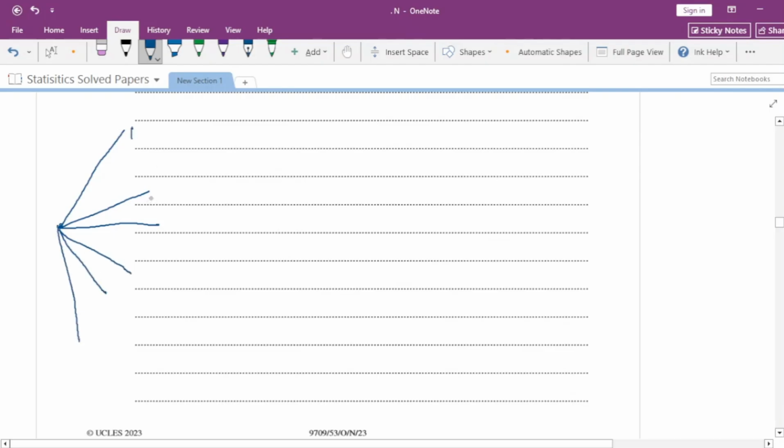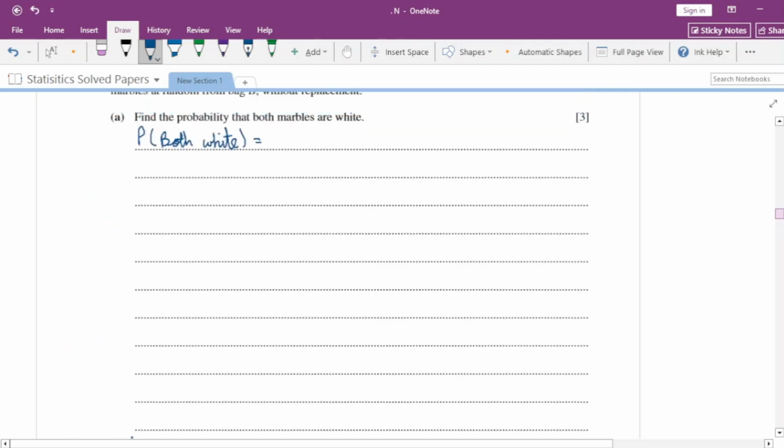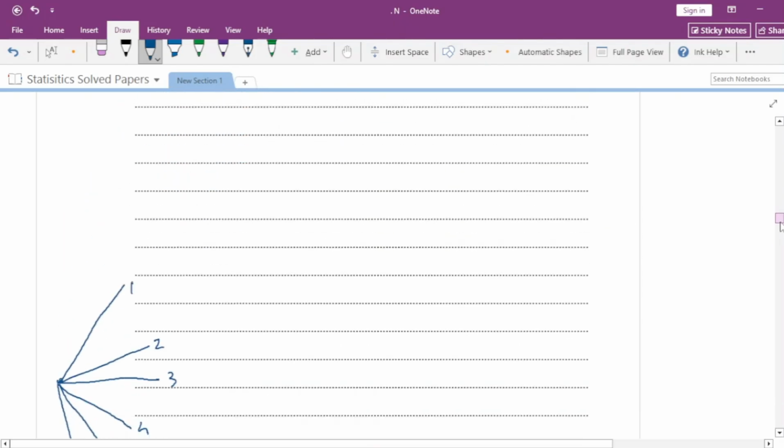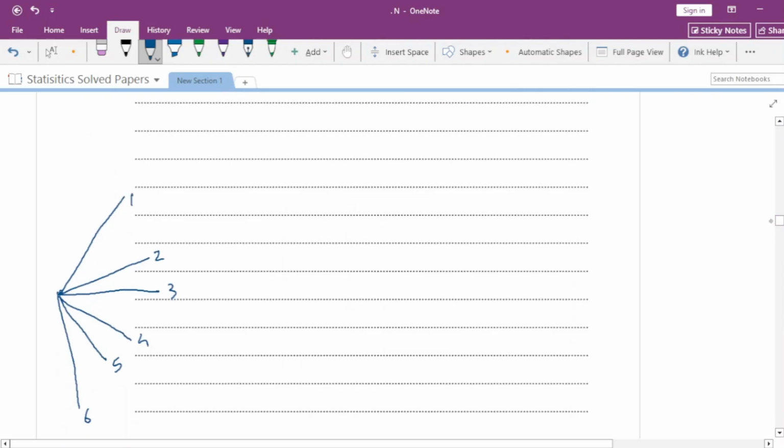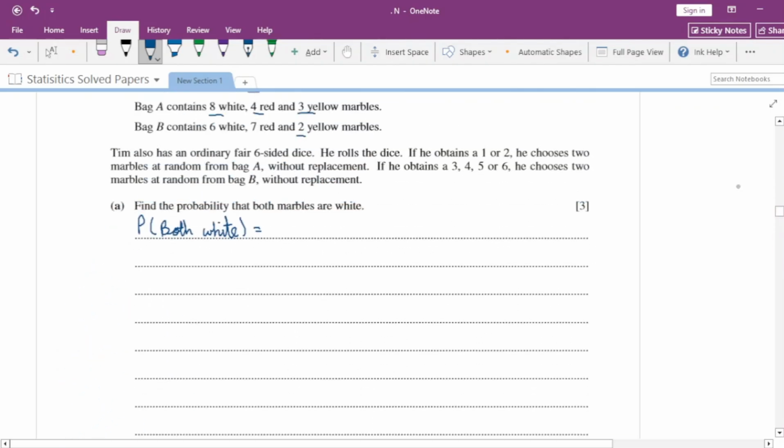We have 1, 2, 3, 4, 5, 6. All right. We don't need to note down the probabilities, because of course it's a fair die. Because it's a fair die, all of them would have a probability of 1/6. All right. Next, what do we see? If he obtains a 1 or a 2, he chooses 2 marbles at random from bag A without replacement.